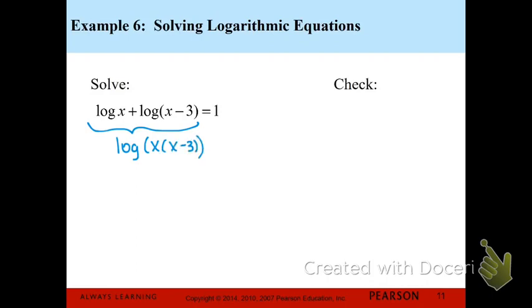Remember, this only works because they have like bases, right? And then our equals 1? Because they're both logs, both of them have a base of 10. All right, then we can go ahead and distribute this. So log of x squared minus 3x equals 1.